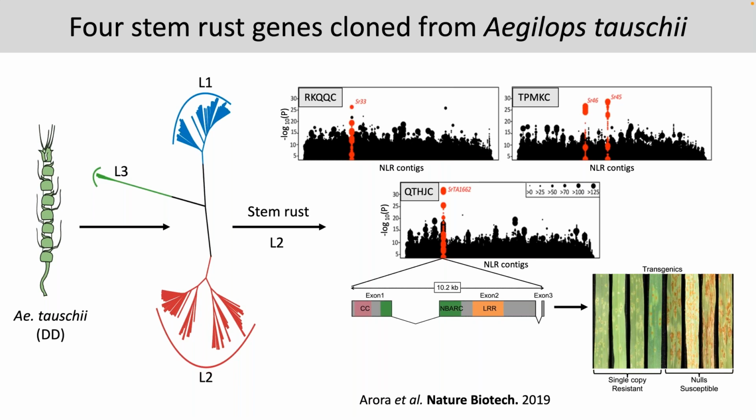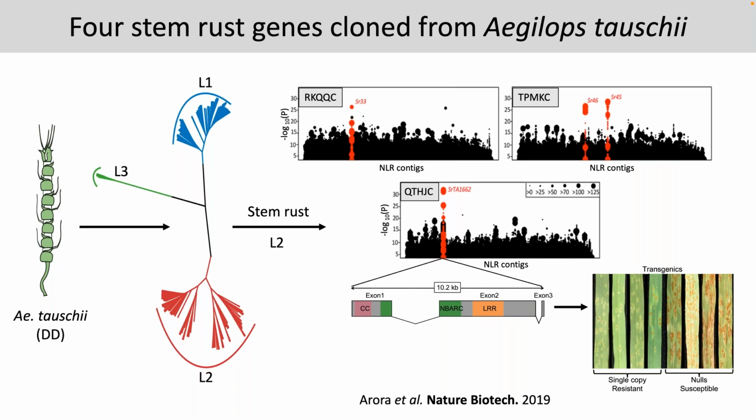For example, in the case of the last graph with QTHJC, we got this red peak, which underlies a contig of about 10 kb in length, which, when we annotated it, had CC and NB-ARC NLR domains, a typical NLR gene structure. We had to do some lab work to understand the complete structure of this gene. Following that, when we had the complete gene ready, we introduced it into a susceptible wheat variety called Fielder. Fielder was susceptible to this race QTHJC.